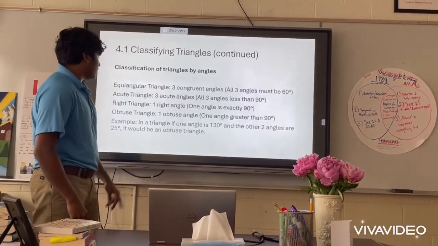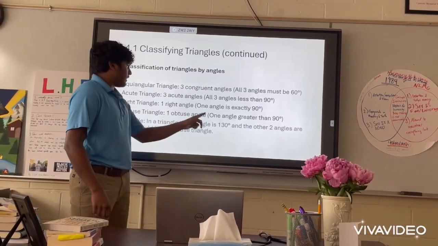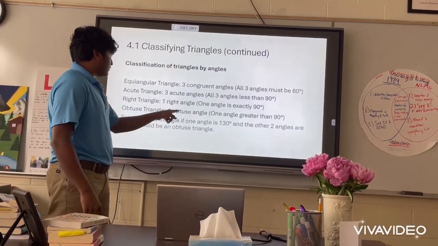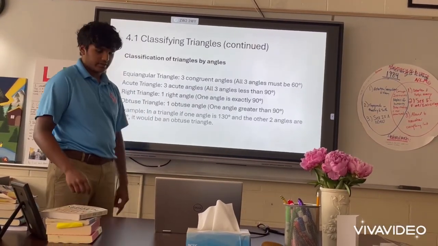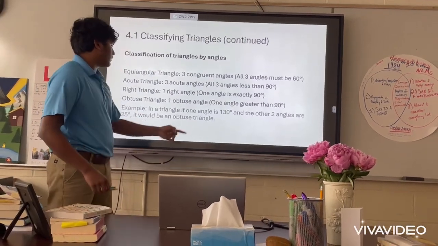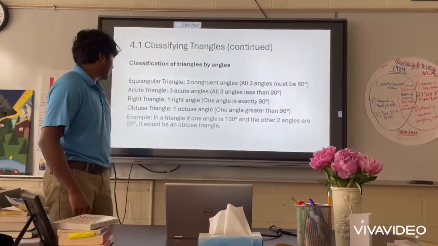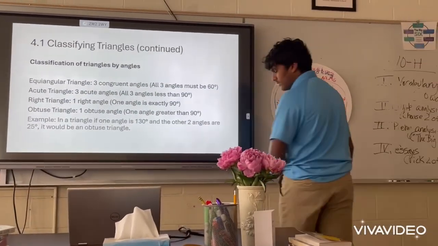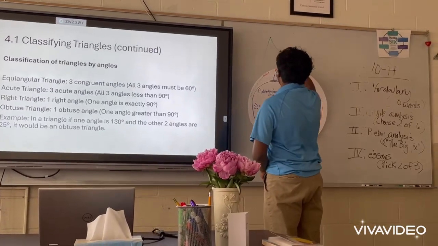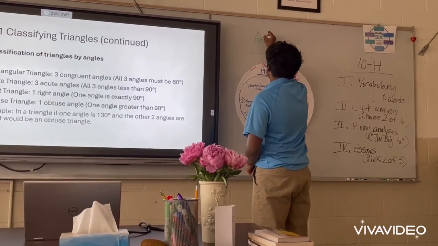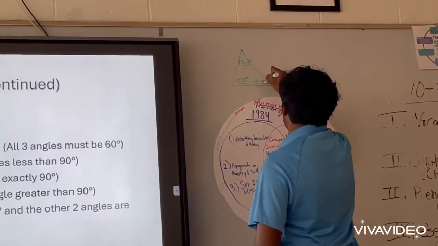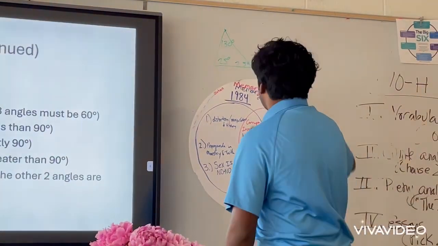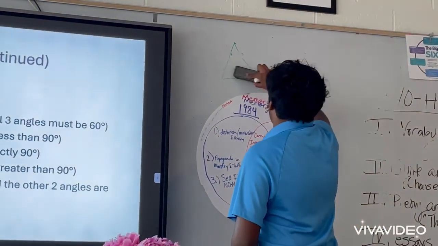And a right triangle needs one right angle. The angle must be exactly 90 degrees. An obtuse triangle has one angle greater than 90. An example is a triangle where one angle is 130 degrees and the other two angles are 25, which would be an obtuse triangle. Like this right here, this is the example, 130, 25, 25. This would be obtuse.